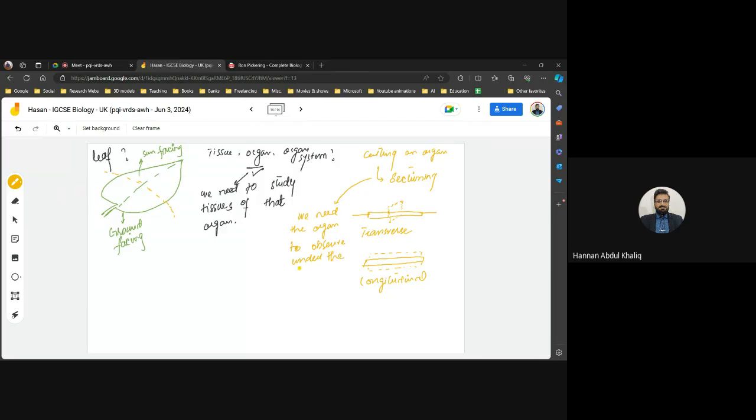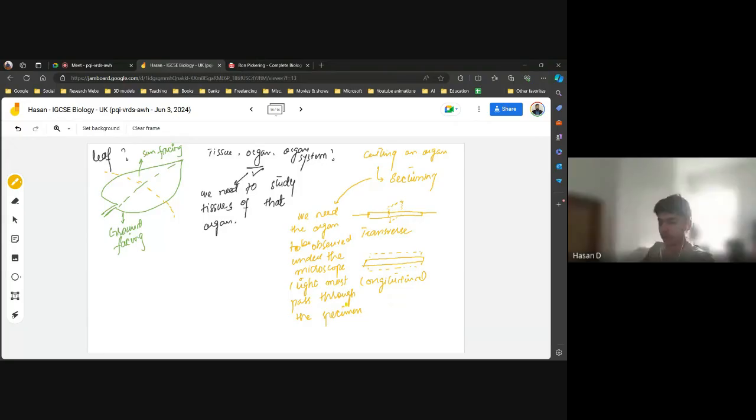To be observed under the microscope. And what is the principle of microscope? That light must pass through the specimen. Why would you need the light to pass through the specimen? So that you can see it.